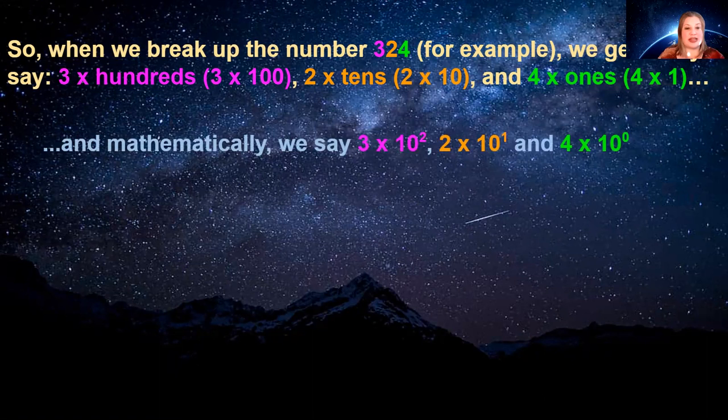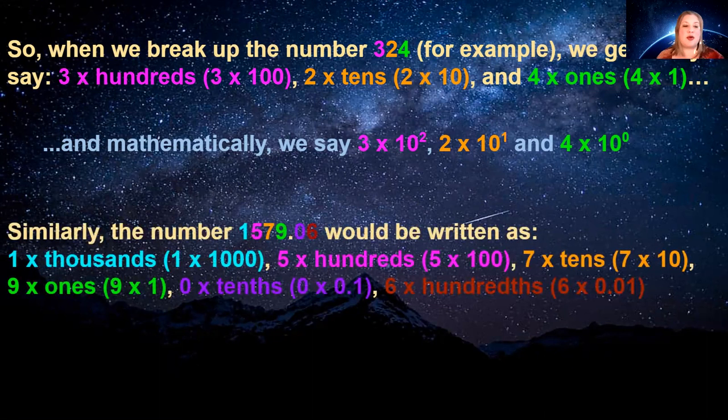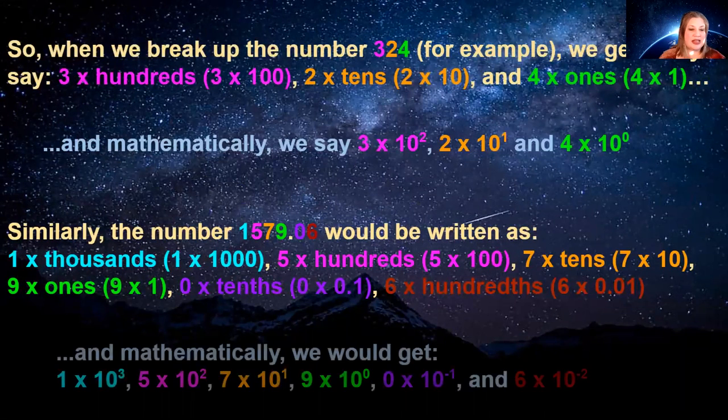Mathematically, we could say 3 times 10 squared, because remember 10 squared is 100. So that's our hundreds place. 2 times 10 to the 1, 4 times 10 to the 0. Similarly, the number 1,579 and 6 hundredths would be written as 1,000, 5 hundreds, 7 tens, 9 ones, 0 tenths, and 6 hundredths. We would line it up in our little place value system, right?